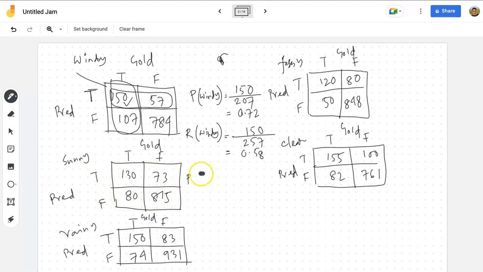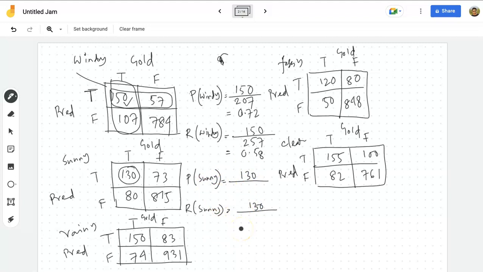Similarly, you can calculate the precision for sunny. So what is the precision for sunny? If you remember the formula, the numerator is simple. The numerator for precision and recall are the same. It is the true class, when the prediction and the goal label both are the same. So it is 130. For precision it will be 130 and for recall also 130. But the denominator is different.